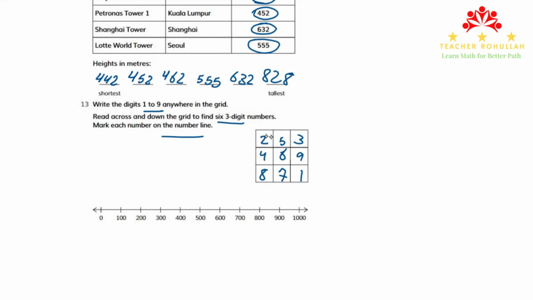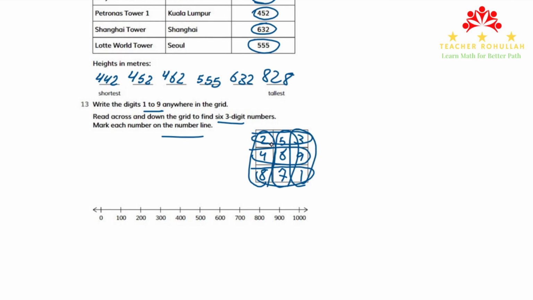So I filled the grid with all the numbers from 1 to 9, and it says read across and down. So when we read across, the first one is 253, the second one is 469, and the third one is 871. When we read down, the first one is 248, the second one is 567, and the third one is 391.